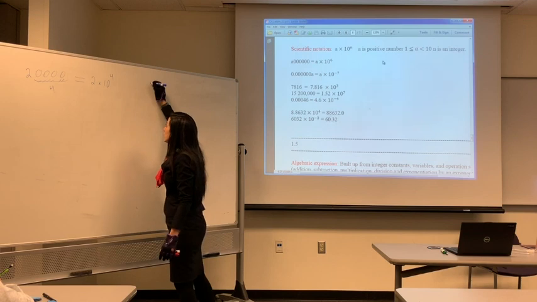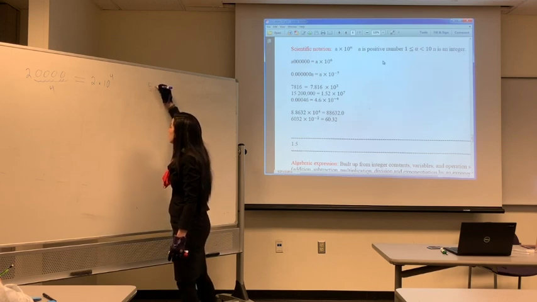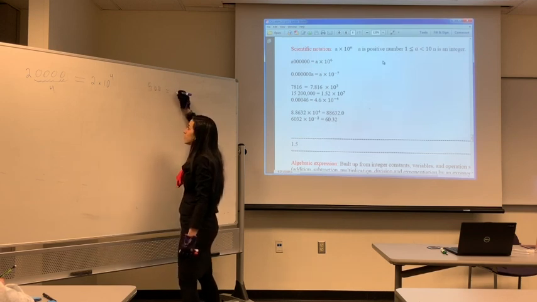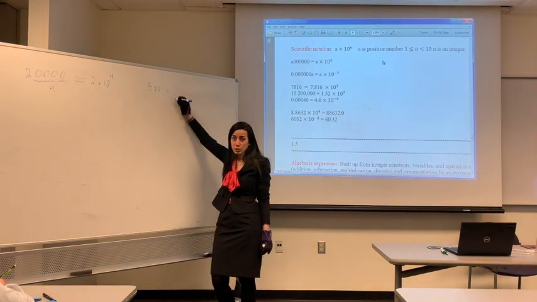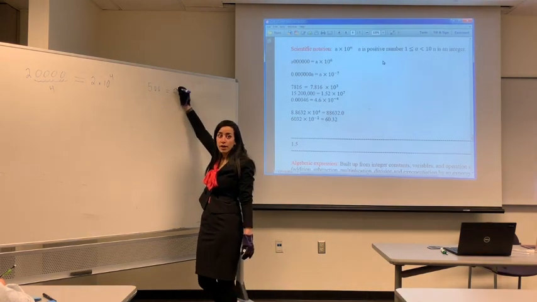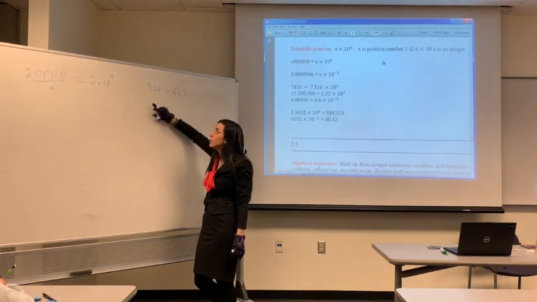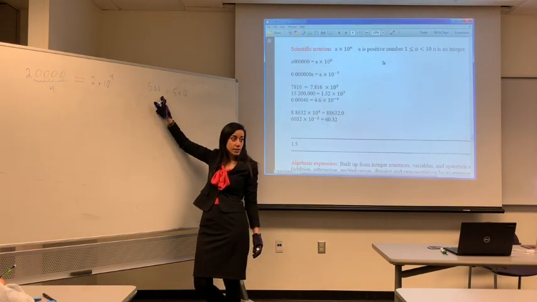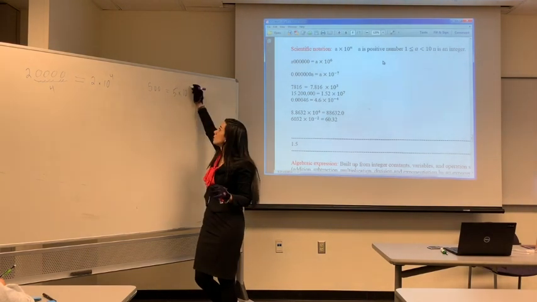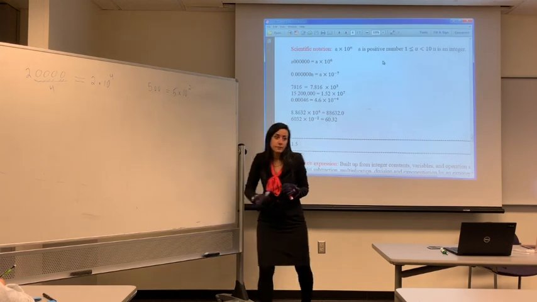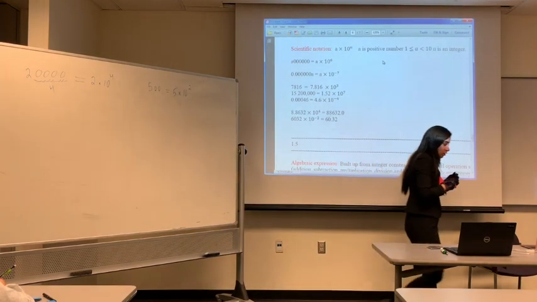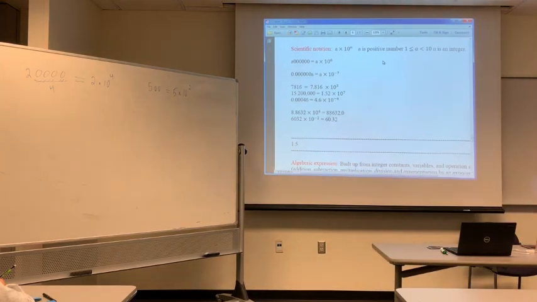Another example will be 5, 1, 2. I want to write this down in scientific notation. I will write down 5 multiply 10 power. The number of digits after 5 is 2. Now it's 2. Okay? So do you understand this? This is not difficult, okay?